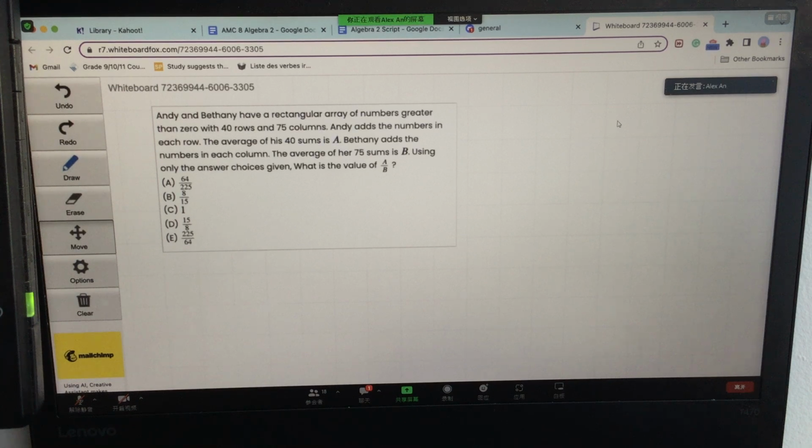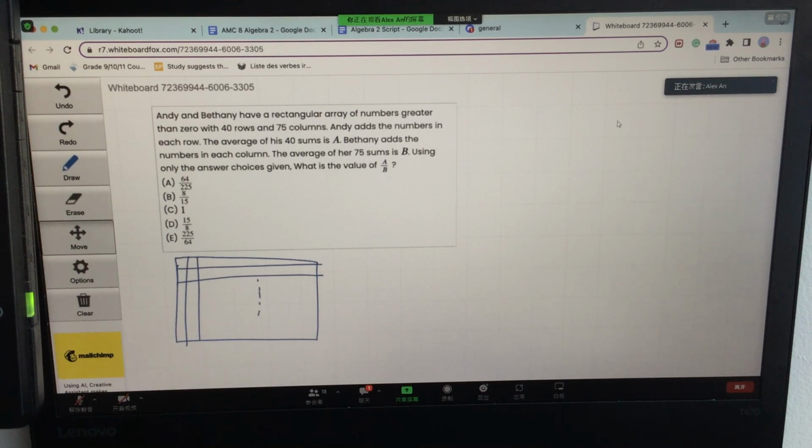Okay, I'm going to start explaining this question now. It says they have an array of numbers with 40 rows and 75 columns. I'm just going to draw that. So we have a rectangle with some rows and some columns. I'm obviously not going to draw all of them. Let S be the sum of all the numbers in the array. If we take the number from each square and add them all together, we get S.